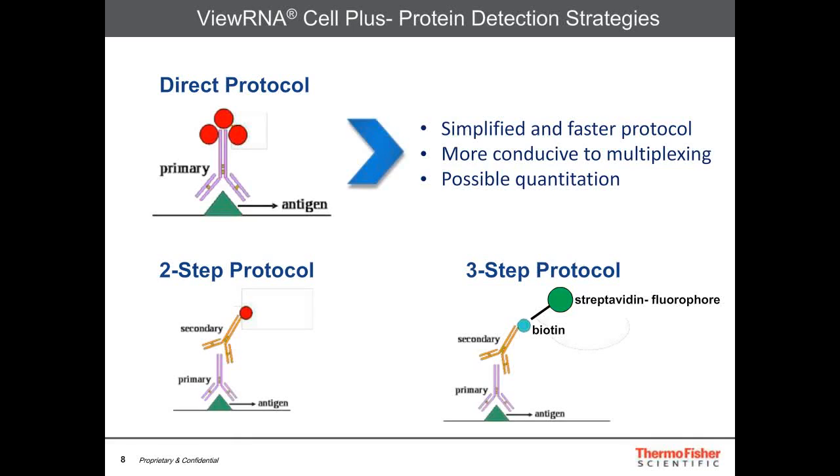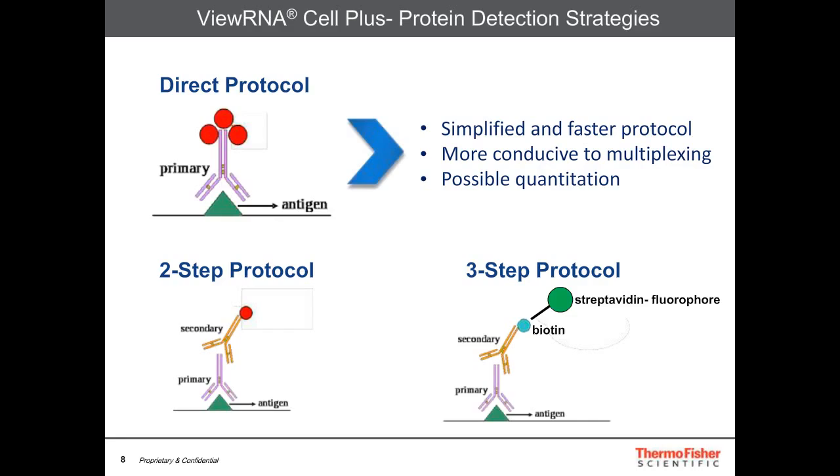In looking at more depth at the protein detection strategy, there are a couple different ways to think about performing the assay, and there's a lot of flexibility built into the assay. So one can use a direct protocol, and by direct I mean that the antibody that you're choosing to use to detect your antigen of interest or your protein of interest in the assay can be directly conjugated to a fluorophore. This is a nice way to go because the protocol is faster. You don't have to use a secondary antibody or a secondary antibody with a streptavidin, as in the 2-step and 3-step protocols shown below. The beauty of the direct protocol is really the ease of use.